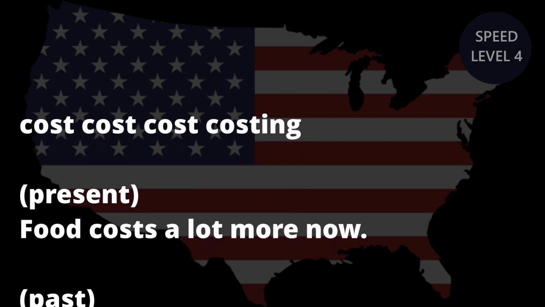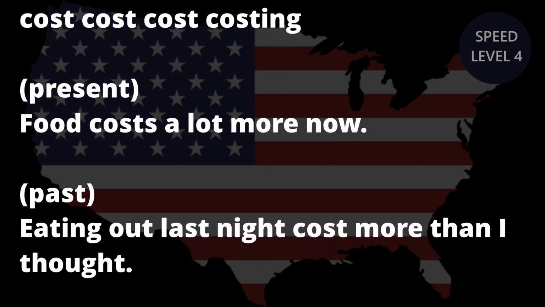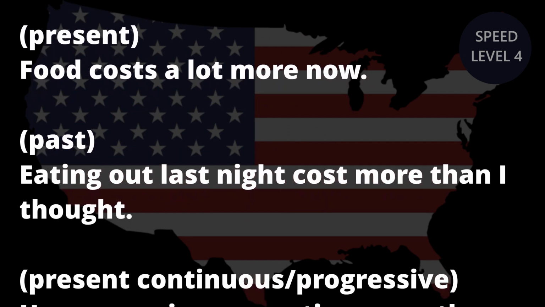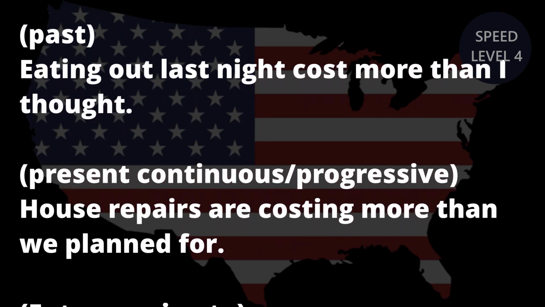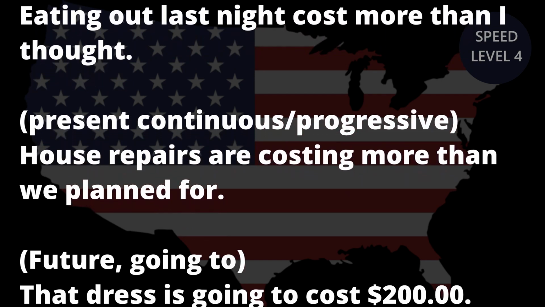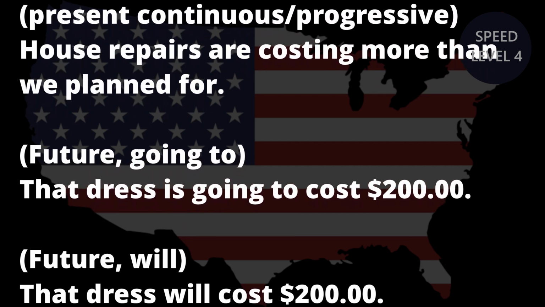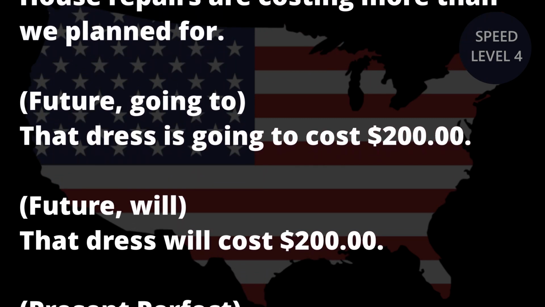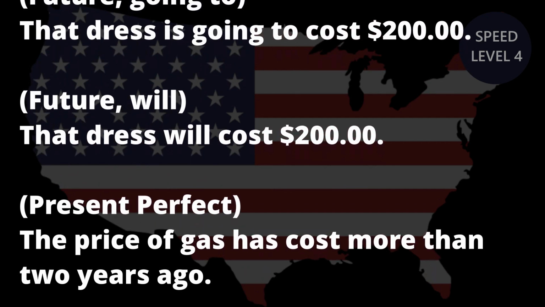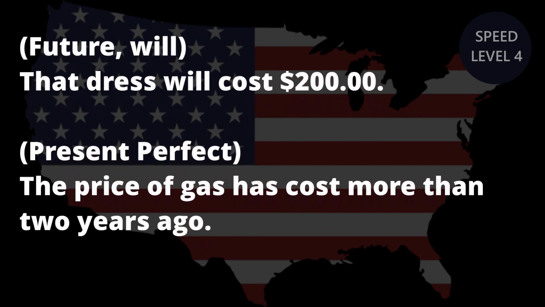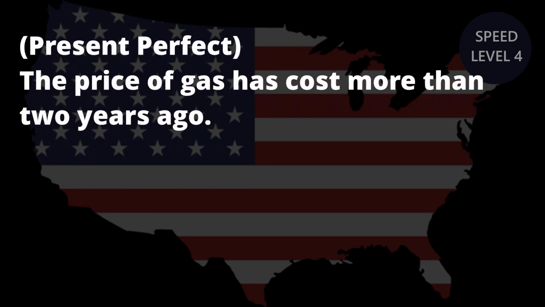Cost, cost, cost, costing. Present. Food costs a lot more now. Past. Eating out last night cost more than I thought. Present continuous, progressive. House repairs are costing more than we planned for. Future, going to. That dress is going to cost $200. Future, will. That dress will cost $200. Present perfect. The price of gas has cost more than 2 years ago.